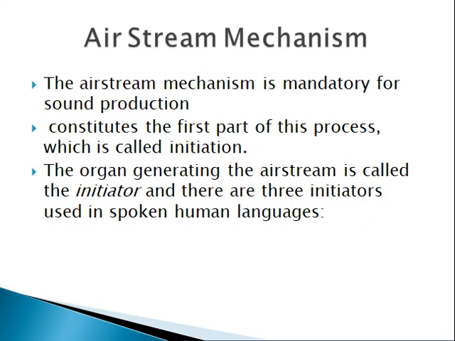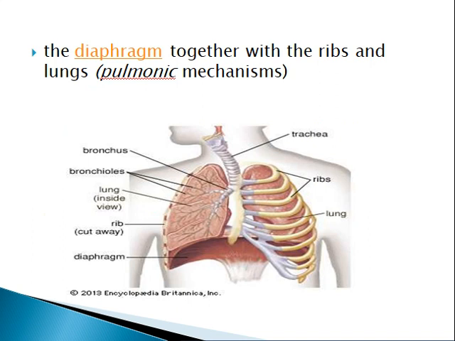And these three different body parts, air streams which are caused by different body parts, are categorized as three. The first one is called pulmonic airstream mechanism. The word pulmonic is familiar to you. You have learned this in biology. It is related to lungs.